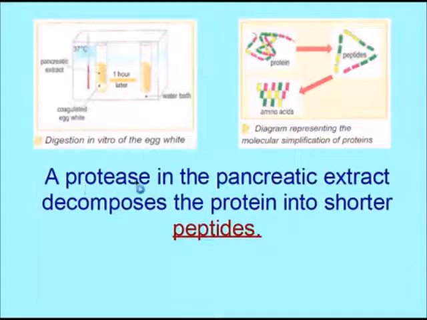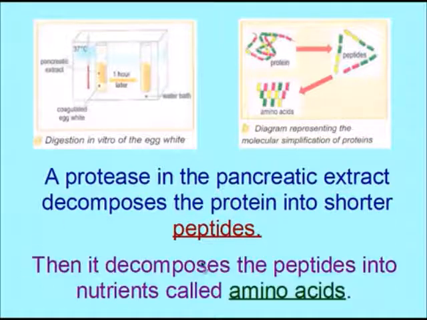So we can say that a protease found in the pancreatic extract decomposes the protein into shorter peptides. Then it decomposes the peptides into nutrients called amino acids. And as we said earlier, digestion is a gradual process, so it happens step by step. We can't see that proteins are directly changed to amino acids. No, they are first changed to peptides, and then the peptides are changed to amino acids.